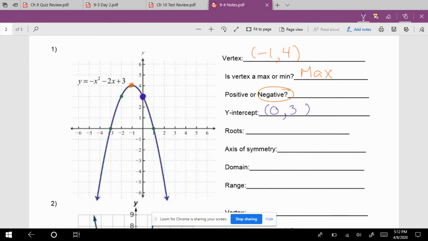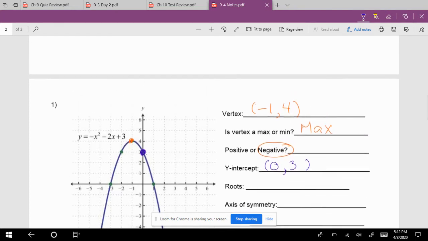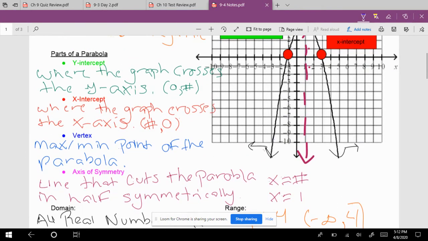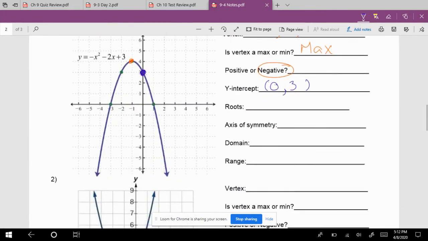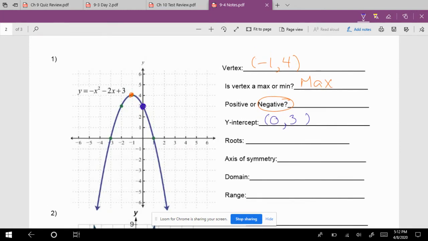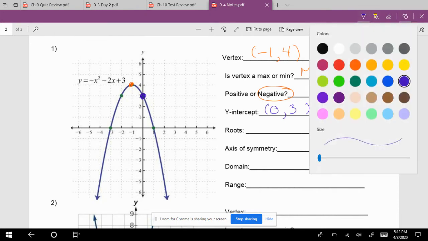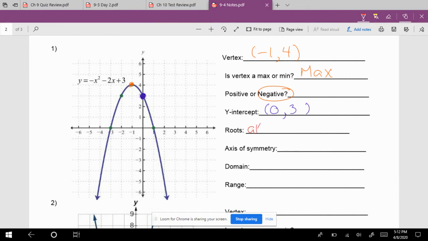Now roots. Oh, this is what I forgot to talk about. I'm going to scroll back up for just a minute. So we've got lots of stuff in for our x-intercept. Let's do this. I will talk about it as we go. X-intercepts have lots of different names, and depending on the situation, we call them lots of different things. So your roots are also your x-intercepts. Roots, zeros, x-intercepts. Those are all the same thing. So you'll see us use those terms interchangeably.